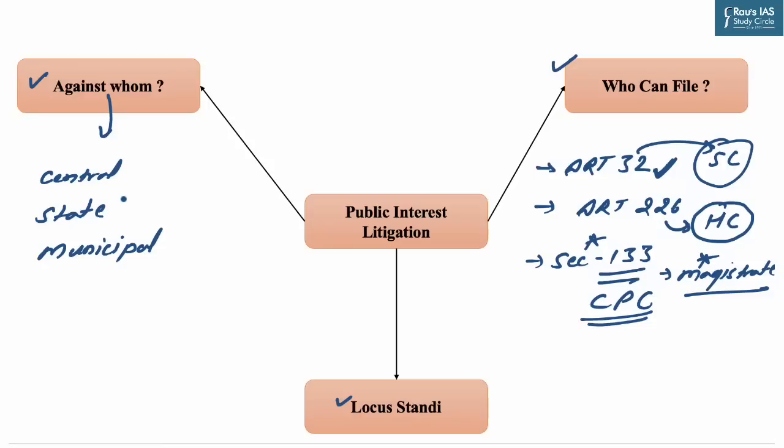PIL can only be brought against central, state, or municipal governments. It cannot be brought against an individual. The government and Parliament of India, each state's government and legislatures, and all local or other authorities within the territory of India or under the control of the Government of India are all included in the definition of a state.